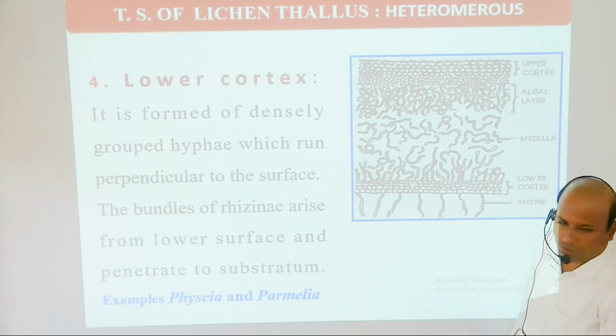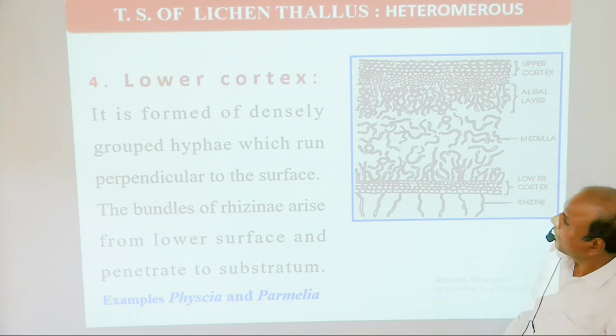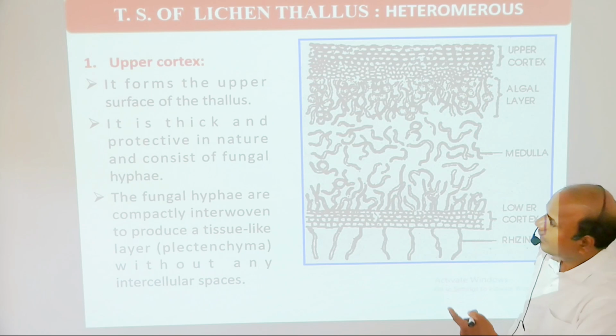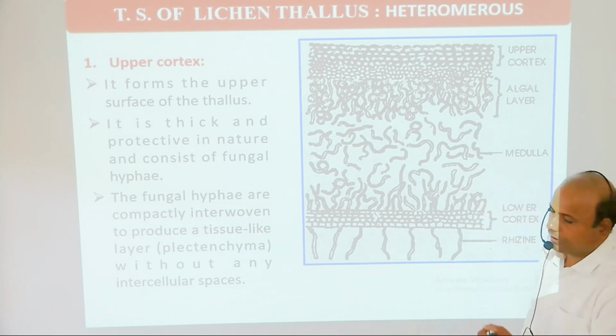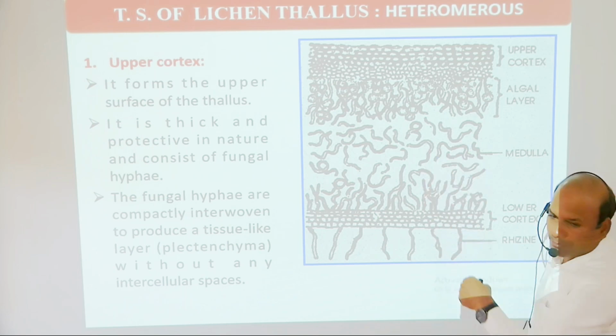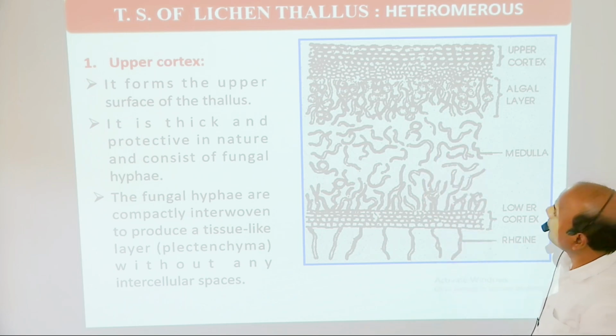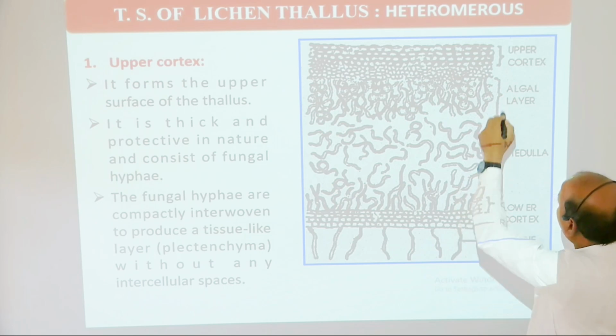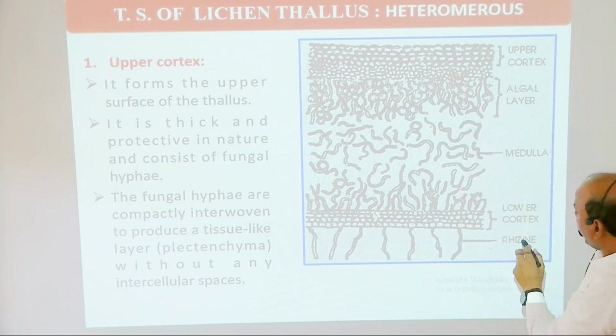Now about the lower cortex. Okay. First we will see the upper cortex. You can see this is an image of the heteromerous thallus. Here the upper cortex, algal layer, medulla and lower cortex.